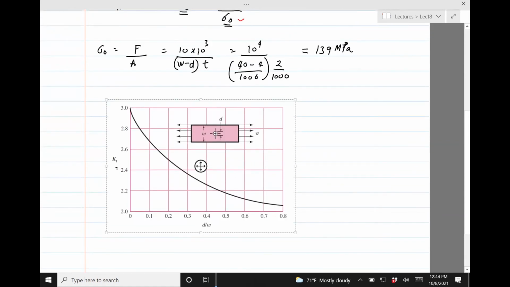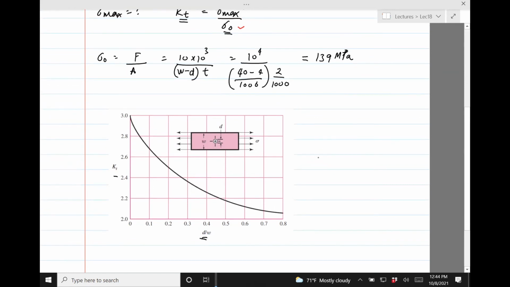Okay, so I need to find KT now. I'll find D divided by W. D is 4, W is 40, and so I have 1 divided by 10, which is 0.1. So I just need to read off the KT for 0.1. 0.1 is here, so KT is right there. It looks like it's less than 2.7, but let's just stick with 2.7. As long as you have it in the ballpark, it's fine.